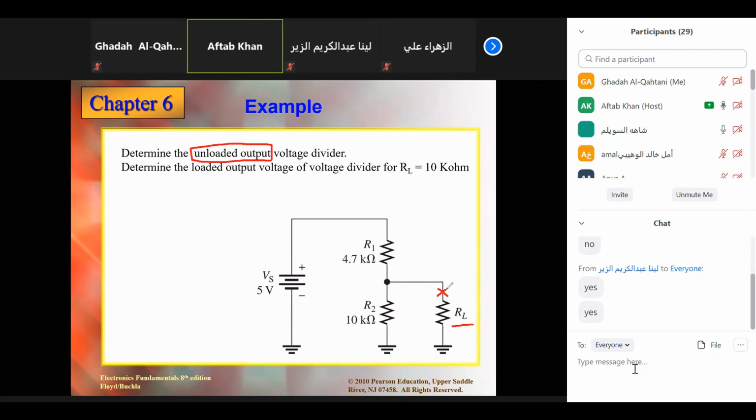So class, when there is no load, do you remember the formula to calculate the voltage at that time? V out at that time will be the same as the voltage across R2. Is it correct? Okay, so just calculate how much is the voltage across R2. That will be the unloaded voltage, without load.